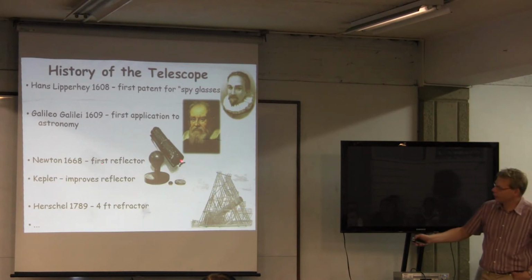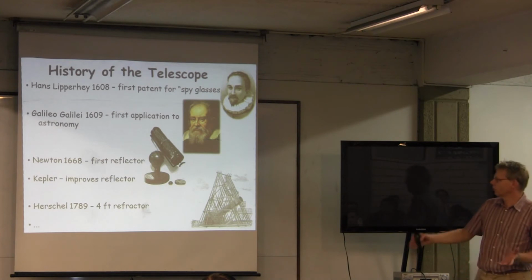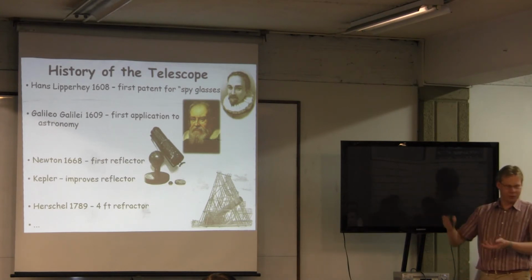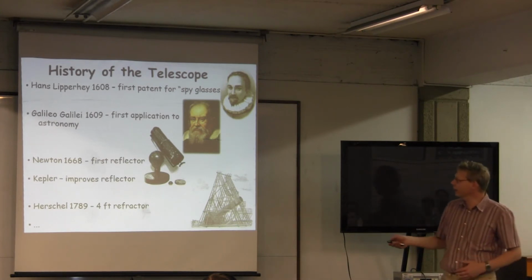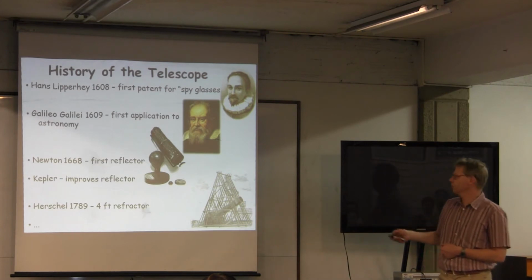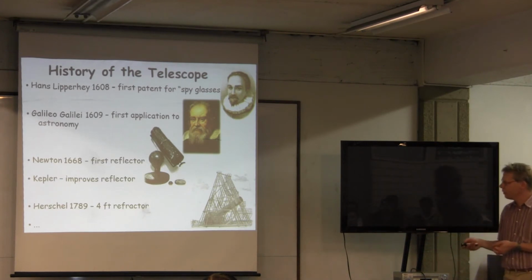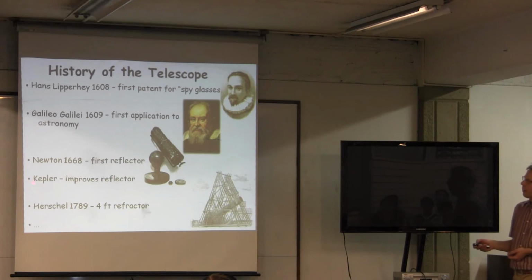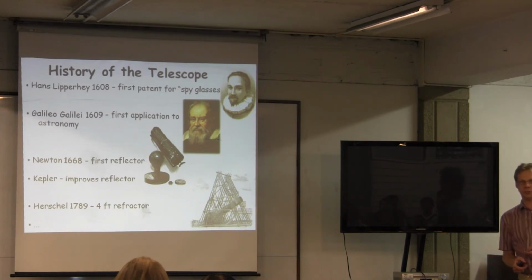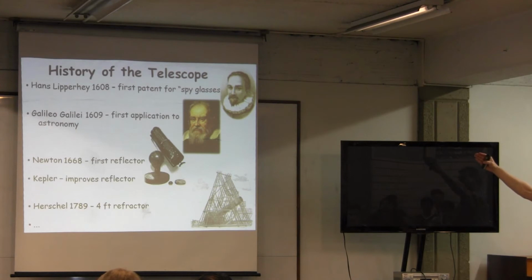Newton then built the first reflector. Reflector means, of course, mirrors that reflect the light, rather than refractors, where lenses refract the light. And Kepler then further improved the reflector, and then you can see the early telescope. So this is a 4-foot refractor, right, that size.